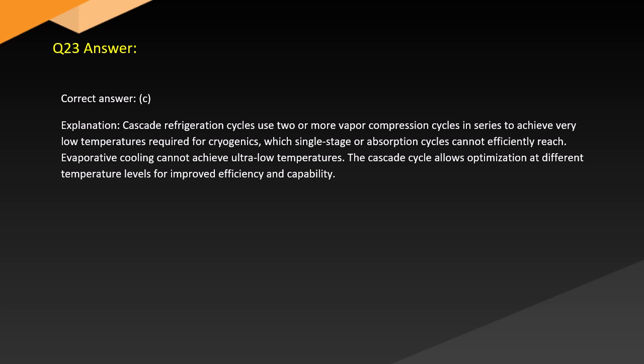Cascade refrigeration cycles use two or more vapor compression cycles in series to achieve very low temperatures required for cryogenics, which single-stage or absorption cycles cannot efficiently reach. Evaporative cooling cannot achieve ultra-low temperatures. The cascade cycle allows optimization at different temperature levels for improved efficiency and capability.